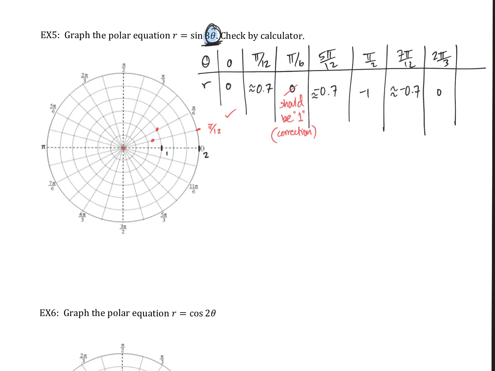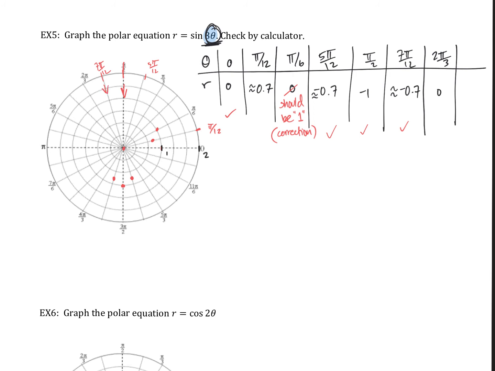So where is 5 pi over 12? 5 pi over 12 is about here. But we are going to go back to negative 0.7. So follow that along. Negative 0.7 is about here. And then at pi over 2, we're going to go back to 1, right up here. Once again, we go in that opposite direction because it's a negative. And then at 7 pi over 12, which is about here, we're going to go back to negative 0.2. So that will be right there.